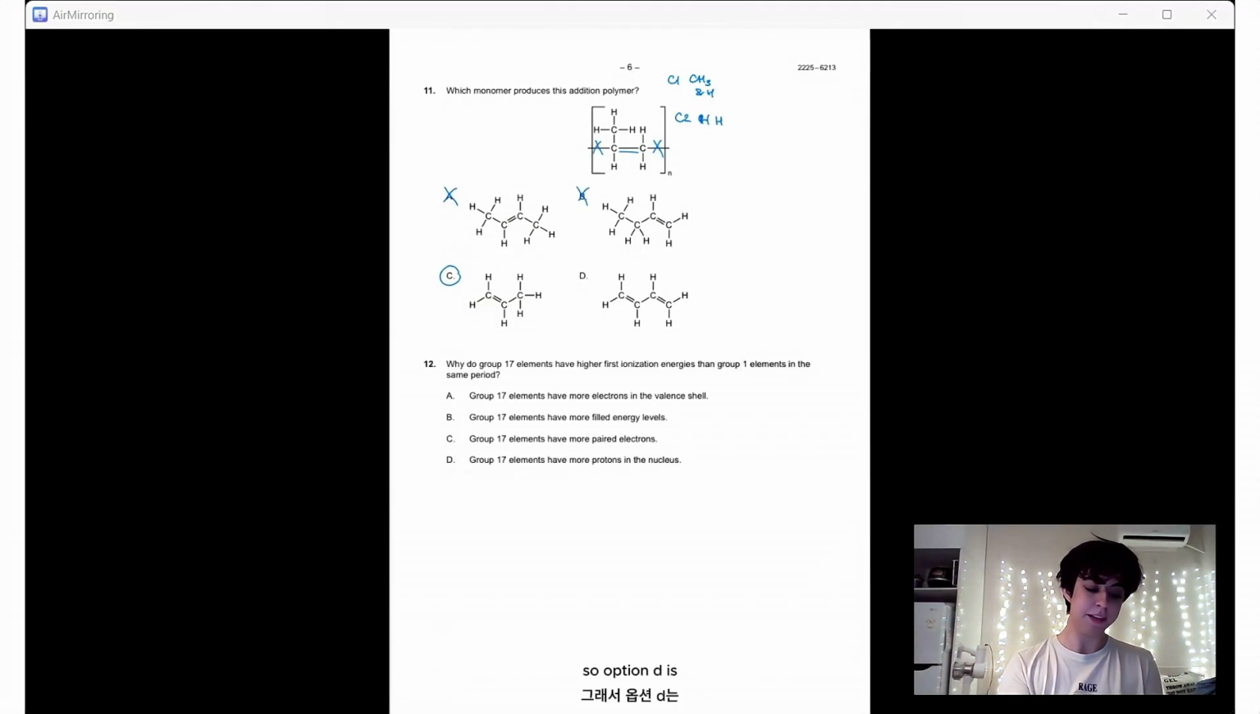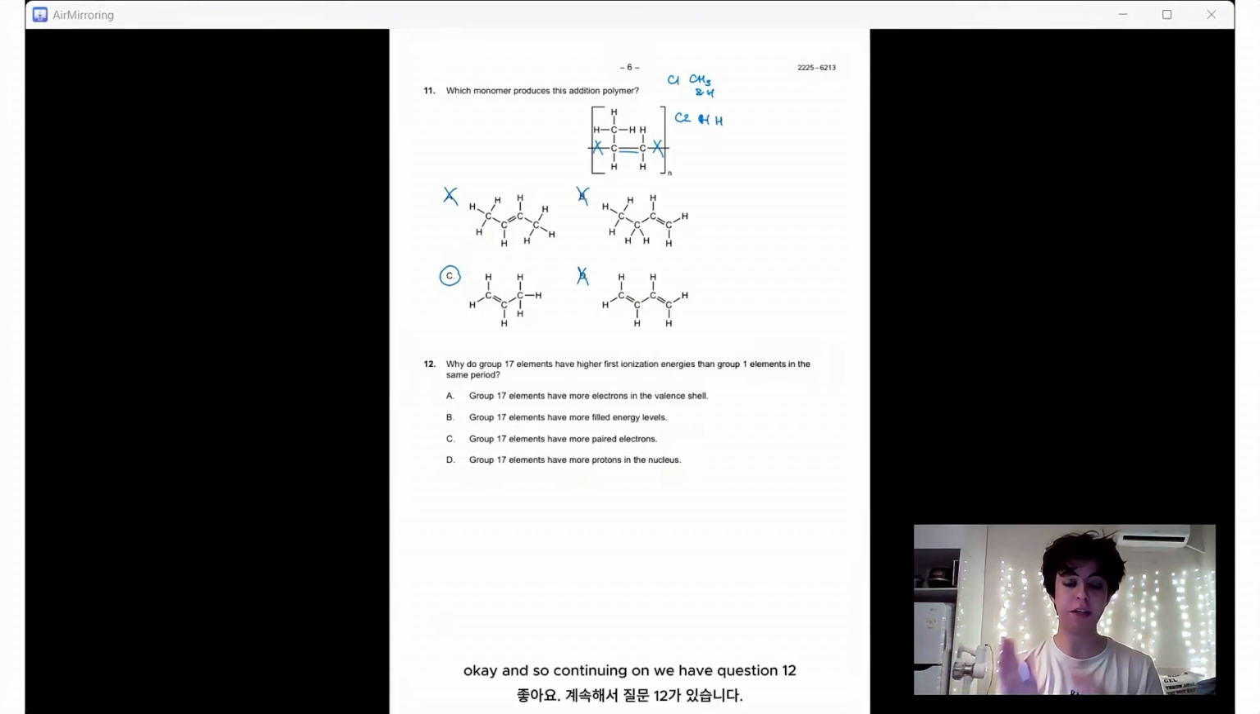Option D has on your carbon one an H and H, looking good. On your carbon two, you have a CHCH2. You have two alkenes for some reason. That is disgusting. That's gross, and that is not right. So the right answer here is C.